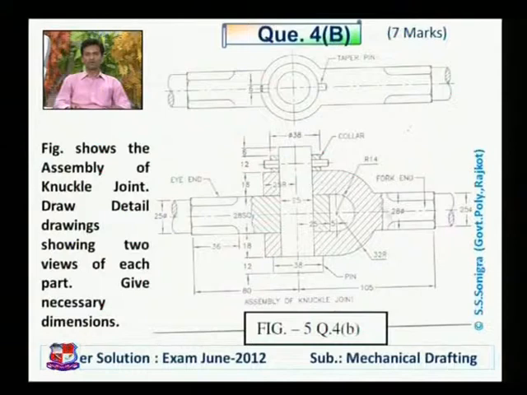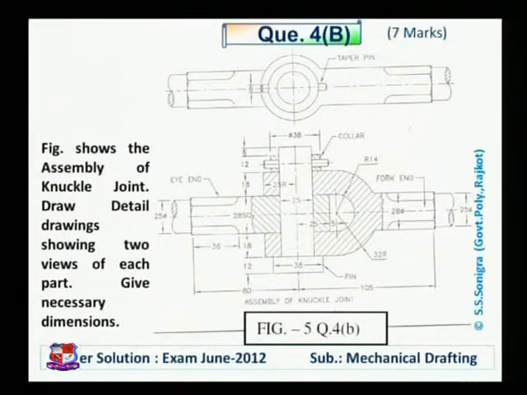This is a fork end, a horizontal U-shaped component, and to draw this fork end, we should know its dimensions. Dimensions are given in this assembly. Say fork end height is given, diameter is given, this length is given, that is 105 millimeter, and from that this is the top view of this fork end. So first draw the top view and the front view of this fork end. Now how to draw the top view and the front view of this fork end?